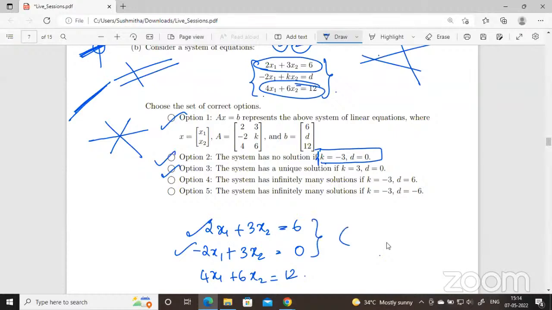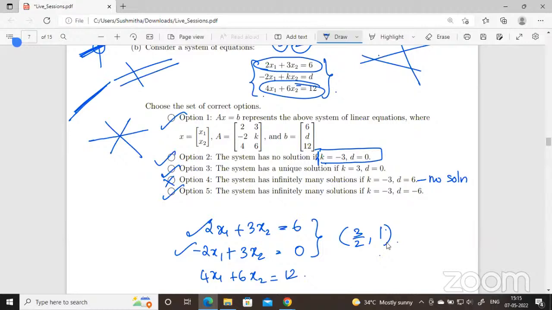So what is the unique solution? 1, 3 by 2, is it? Yeah. And then the system has infinitely many solutions if k is equal to minus 3 and d is equal to 6. No, minus 6. For option 5, when it is 6, there will be no solution, right? Yes. When it's minus 6, they will all represent the same line, and then there will be infinitely many solutions.